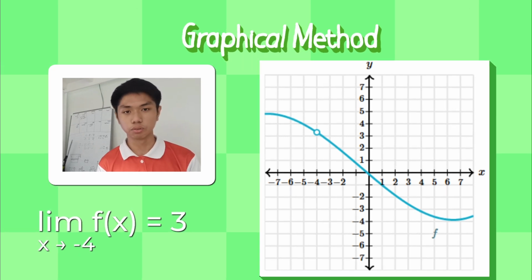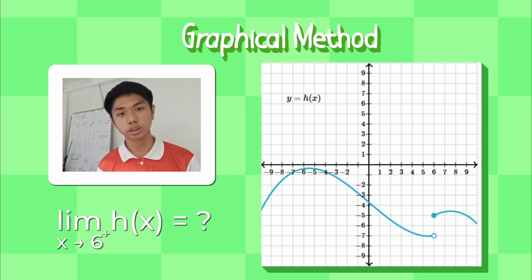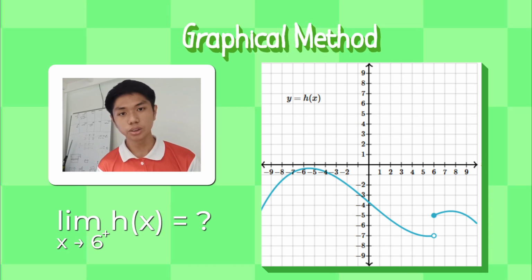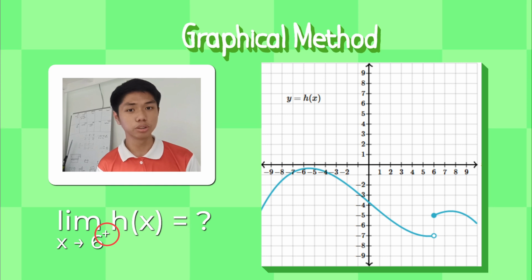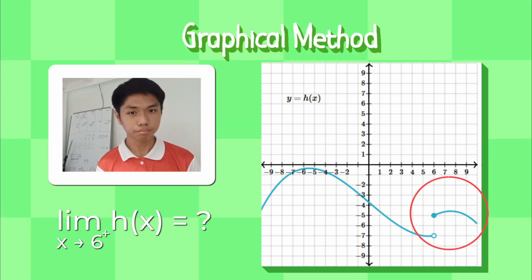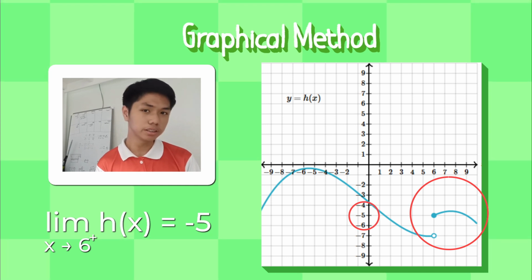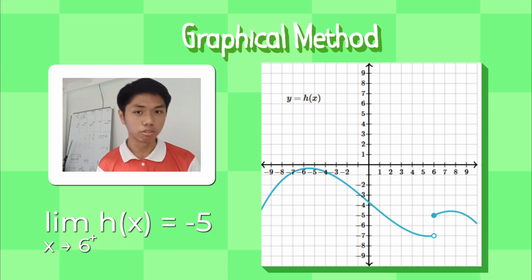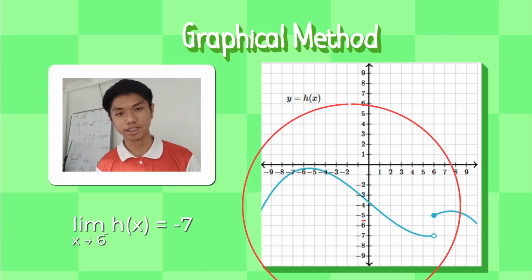But what about this graph? What is the limit of h of x as x approaches positive 6? And as you can see here, we have a positive superscript, meaning we are approaching from the right side. As you can see, that's negative 5. But consider this, what is the limit now if we approach from the left side? That would be negative 7.